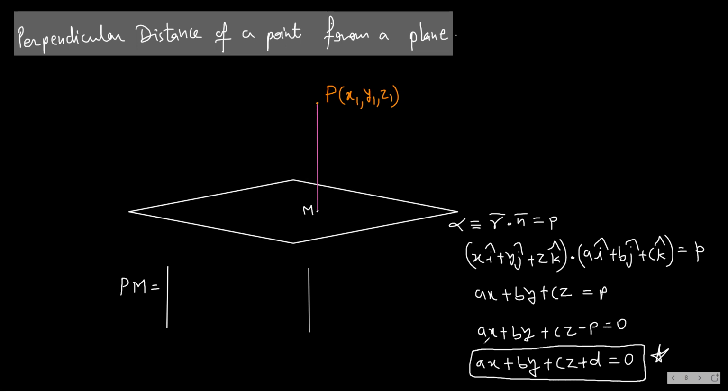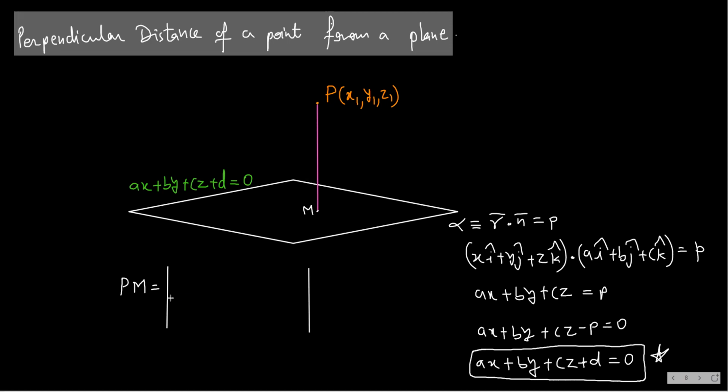Once I have this, the equation of the plane is ax plus by plus cz plus d equal to 0. The right hand side I will make 0. Now what? Very, very simple.